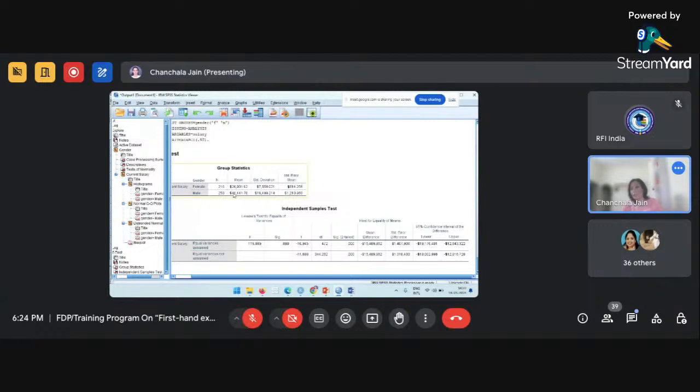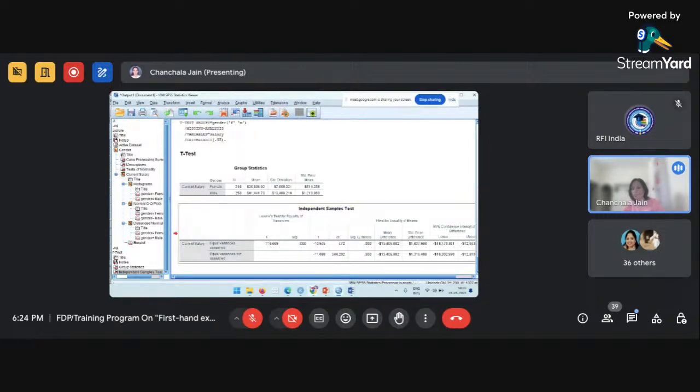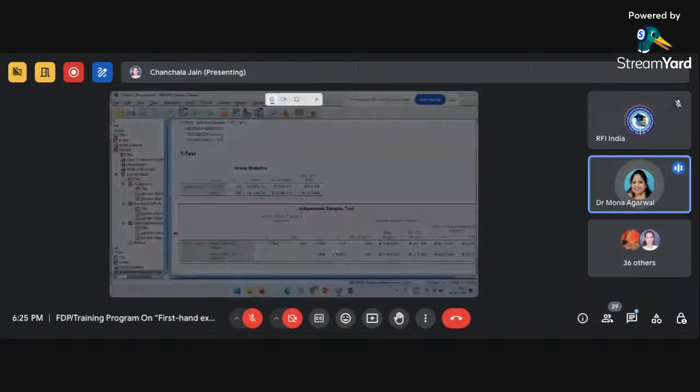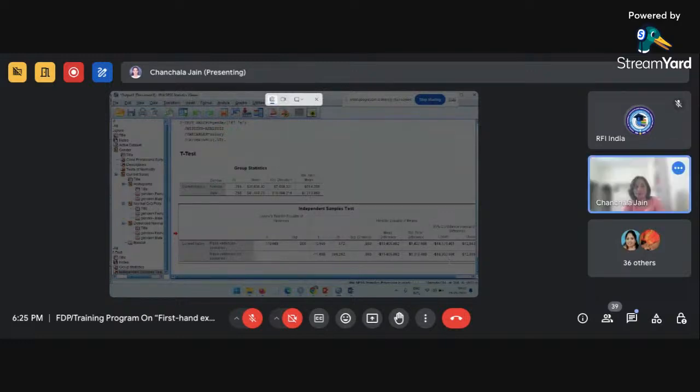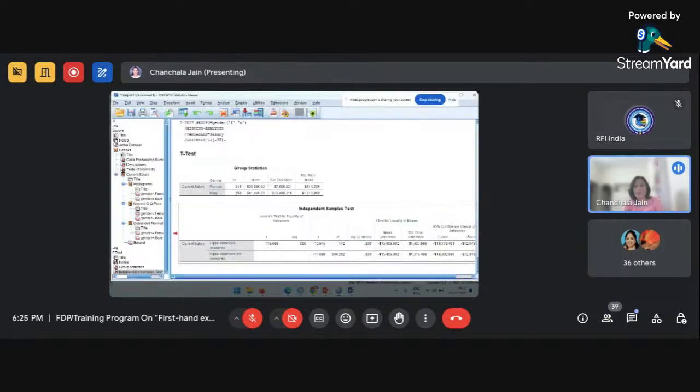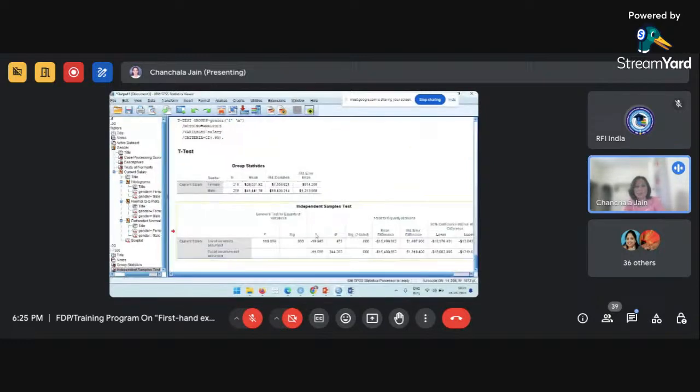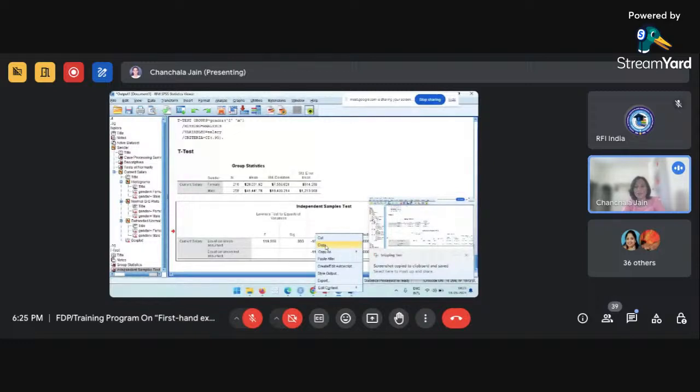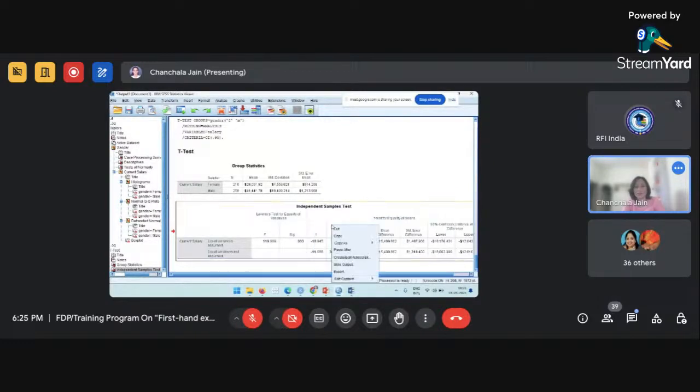Yes, ma'am. Okay, so any doubt in the independent sample t-test? Any question? Or shall I go for the dependent sample t-test now? Yes, ma'am, how can this analysis be imported to a Word document? There is an option, ma'am, I'm telling you. First thing is you can copy it, right? You can come here, do a right click, and then you can copy this. This is the one thing, right?